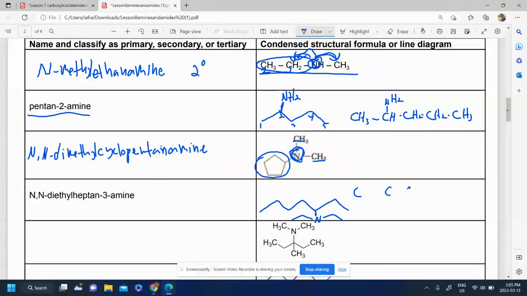So 7 carbons, that's 3, 4, 5, 6, 7. We have on carbon number 3 a nitrogen with a methyl, CH2, CH3, and then another one over here, CH2, CH3. We can go ahead and put in our H's everywhere else, H2, H2, H2, H, H2, H3. And there we have it, our N,N-diethylheptan-3-amine.